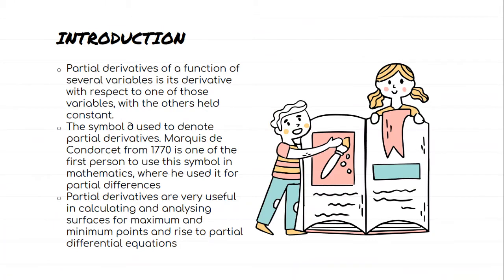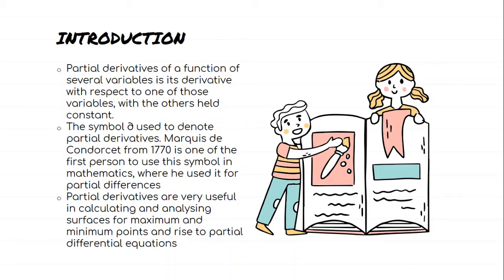Introduction. A partial derivative of a function of several variables is its derivative with respect to one of those variables, with the others held constant. Partial derivatives are used in vector calculus and differential geometry. The symbol shown is used to denote partial derivatives.